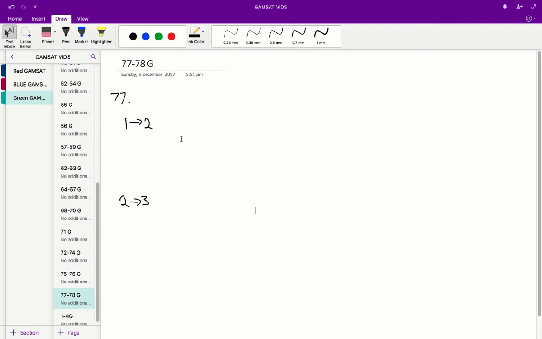Questions 77 to 78 in the ACER green paper. Question 77. The following data was collected for the reaction X plus Y to P. The rate law for this reaction is... So to answer this question, we've got to look at the table and draw a couple of conclusions.